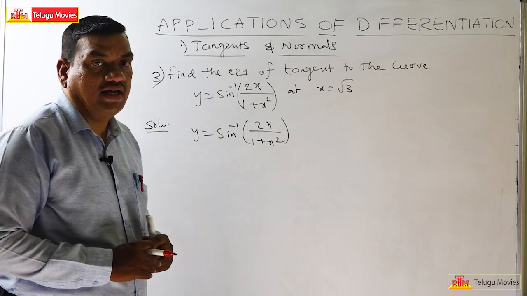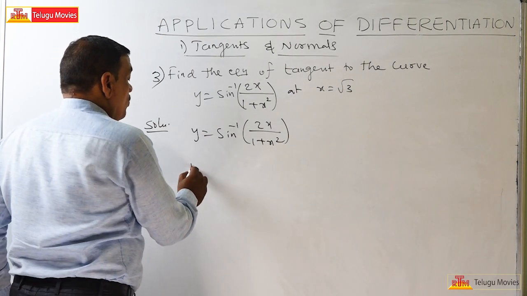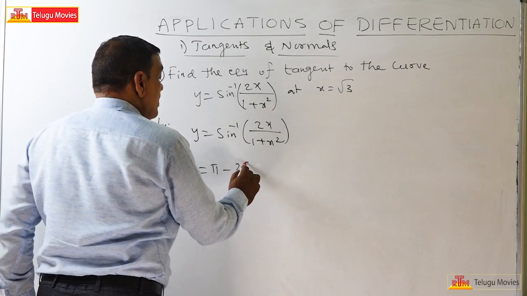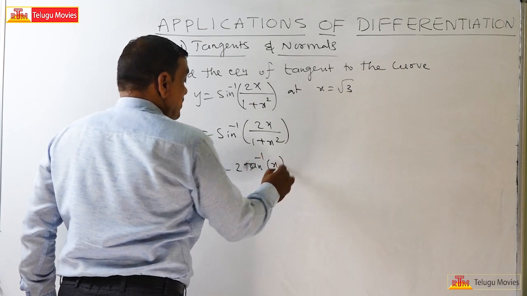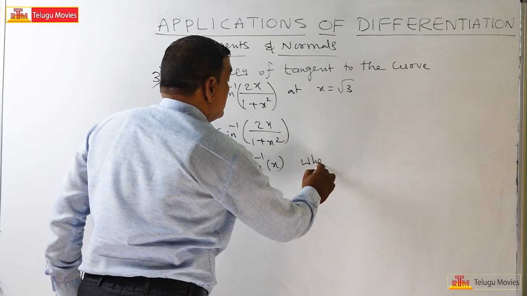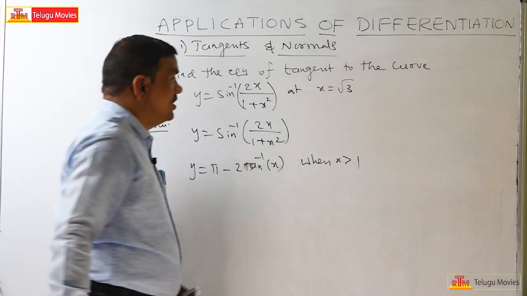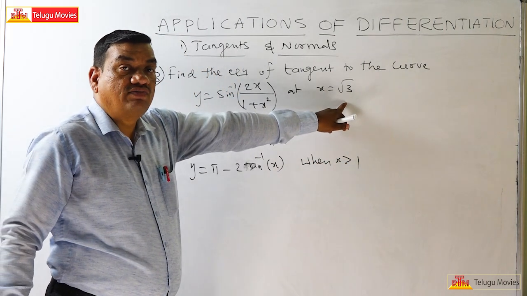So, do not do that like that. Okay. So, let us simplify this. Y is equal to pi minus 2 tan inverse of x when x is greater than 1. So, when x is greater than 1 only, here x value is equal to how much?